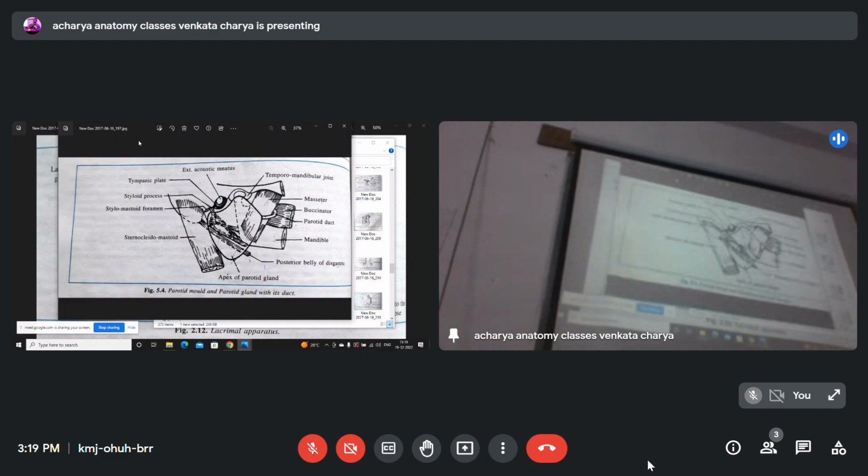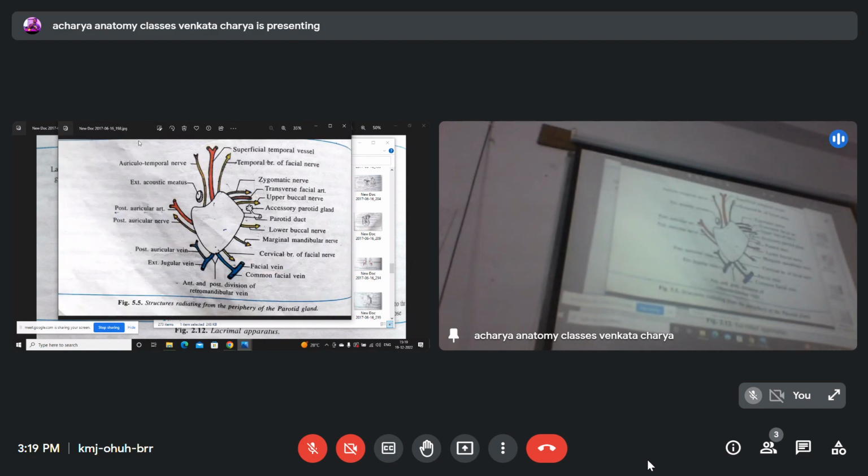Next, posterior border relation. The posterior border is related with the posterior auricular artery and posterior auricular nerve.